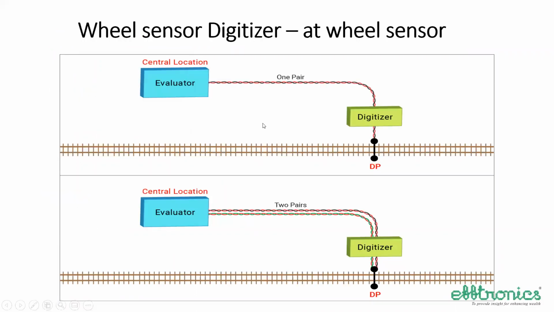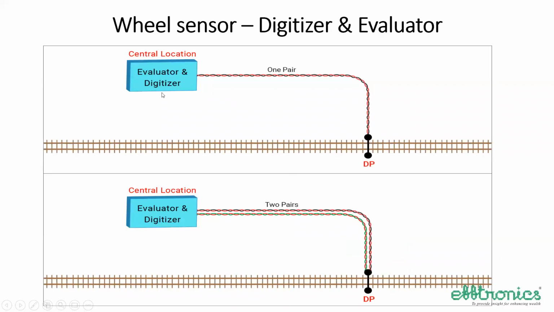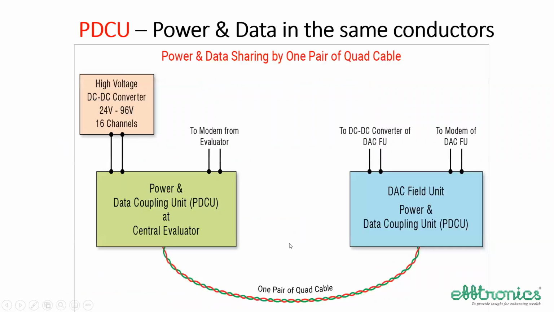Just diagrammatically I have shown it. So you can see there is a digitizer and then there is evaluator. Digitizer means actually data only flows here. So there are 2 pairs also. This is another model. And the entire electronics is available or whatever electronics is kept inside the DPs. The 1 pair and 2 pairs system are available.